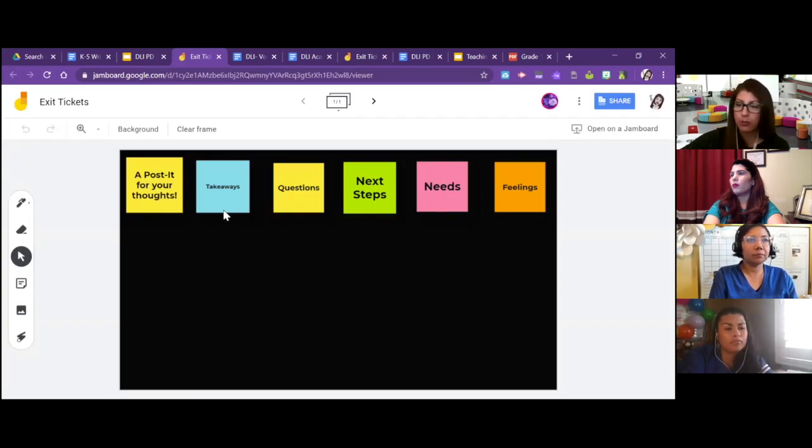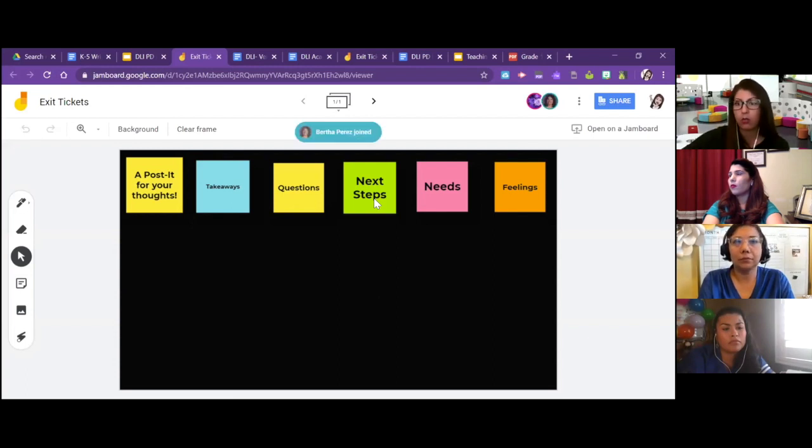So blue will be if you want to share any takeaways you've gotten from this module, any questions you might have about what was shared in this module, some next steps that maybe your gears are already turning as to what you plan on looking into or working on, and then any needs in order to help you throughout these planning stages and research stages so that you feel comfortable. And how do you feel? So you can pick whatever you want to.